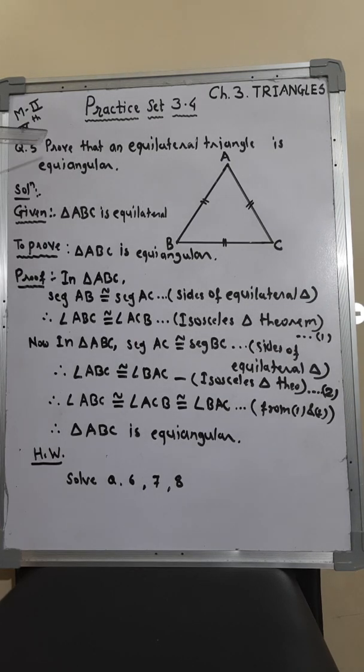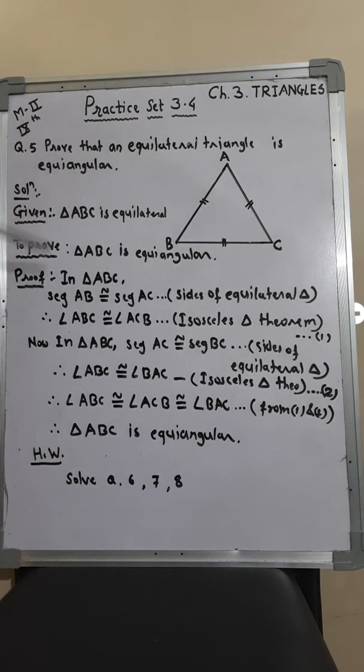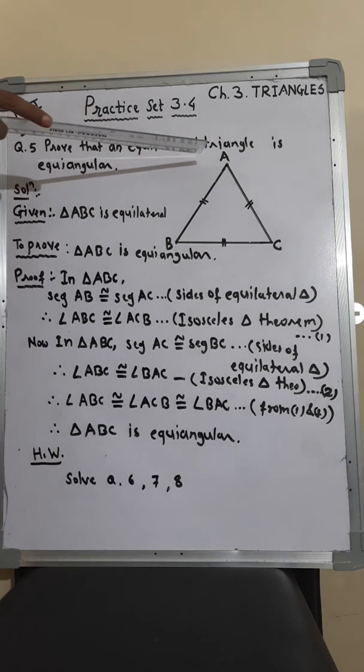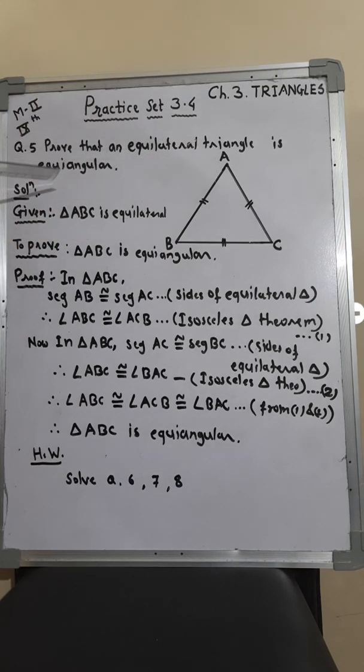Now question number 5. Here you have to write proof. If it is given prove that, means you have to write all these steps to prove. In this way you have to solve question number 5. Prove that an equilateral triangle is equiangular. You all know the meaning of equilateral triangle. Equilateral triangle means all three sides are equal in this triangle. We have to prove that all angles are equal, means they are equiangular.